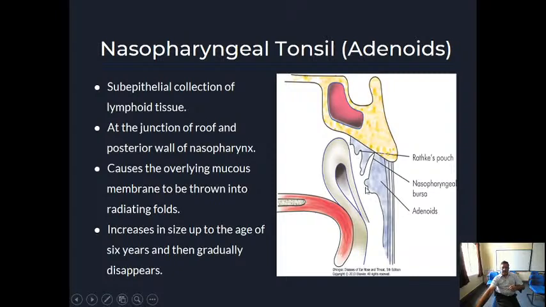And apart from that, you have the regular adenoids. These adenoids are subepithelial collections of lymphoid tissue. In the nasopharynx, they are called the adenoids or nasopharyngeal tonsil. This is something which you have to remember. It is important from the ENT purview.